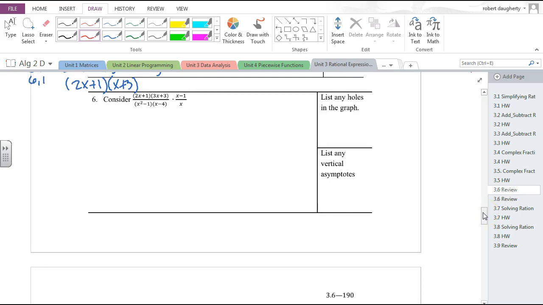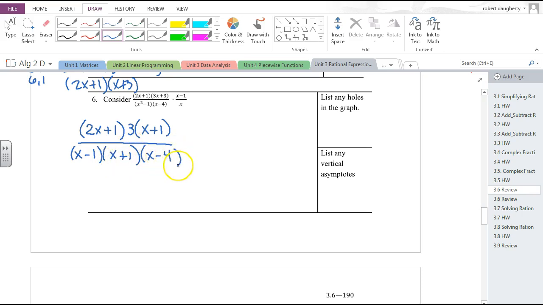Next one here. So completely factored. If I look at it, I've got some factoring already going on. Look at 2x plus 1. So 2x plus 1. Okay. And then 3x plus 3. That is 3 times (x plus 1). I factored out the greatest common factor. Now look at the denominator, x squared minus 1. That's (x minus 1)(x plus 1), times (x minus 4), times (x minus 1) over x.